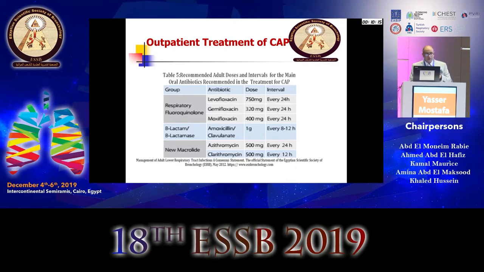What about the doses? From 2012, we recommend levofloxacin at a dose of 750. After that, many international guidelines recommended the same dose. At that time, it was only 500 milligrams. The respiratory fluoroquinolones: levofloxacin 750 milligrams every 24 hours, or gemifloxacin, or moxifloxacin. Beta-lactam: amoxicillin-clavulanate, 1 gram every 8 to 12 hours. New macrolides: azithromycin 500 milligrams every 24 hours, or clarithromycin 500 milligrams every 12 hours.